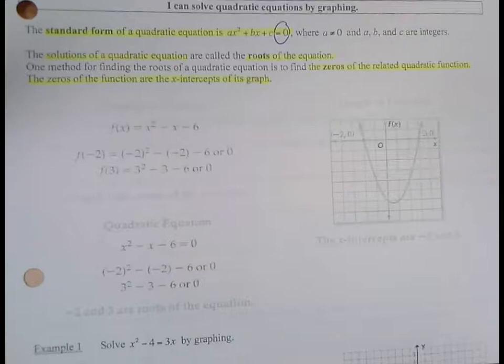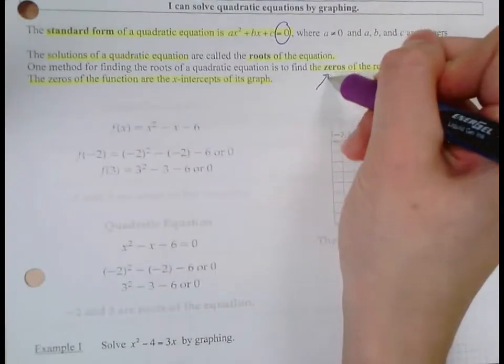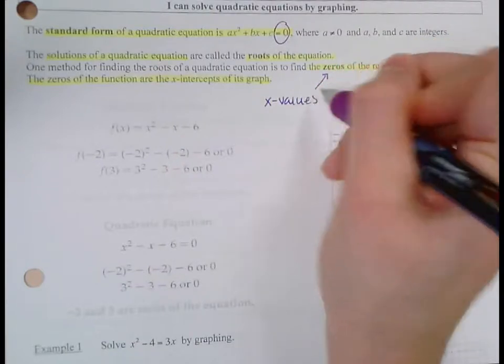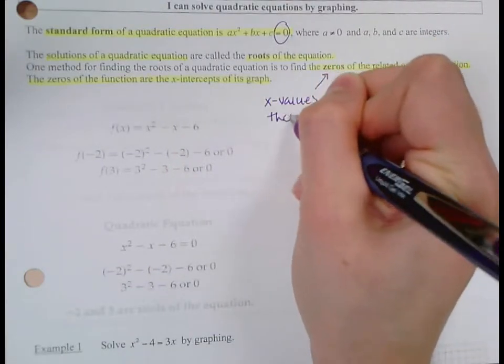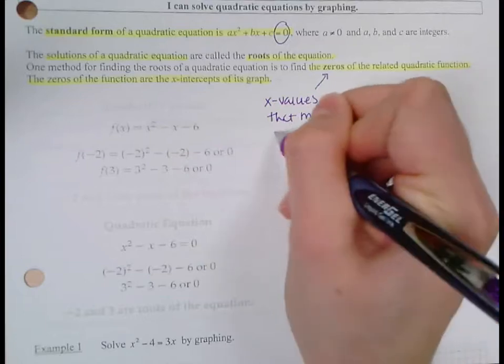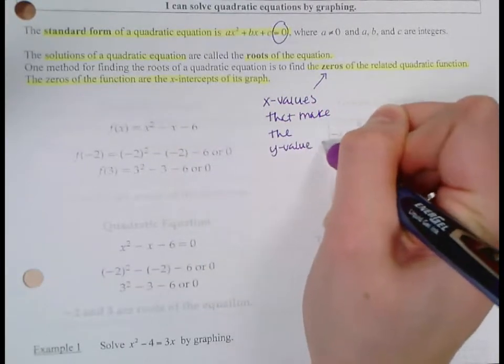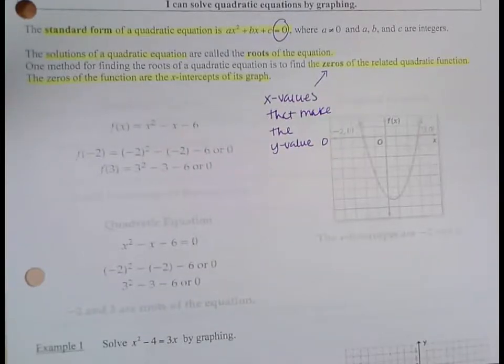So if you also want to make a note, the zeros are the x values that make the y value 0. So that's why they're the x-intercepts, because at every x-intercept your y-coordinate is 0. Therefore, those x values make the y value 0. And then it's called a 0.